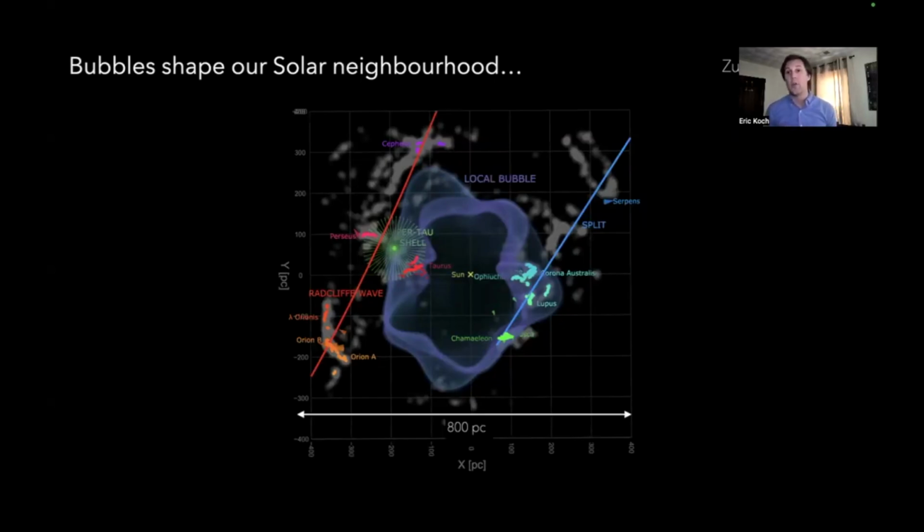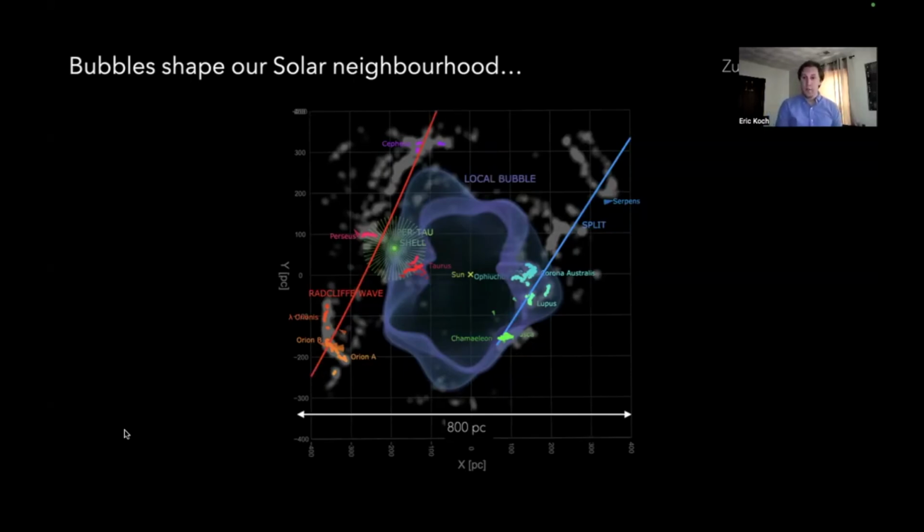And this is brand new work that's been enabled by the Gaia satellite, which gives us distances and proper motions of the nearest stars. So this blue region here is a model for what we think our own local bubble is, and the sun just happens to be passing through, and right now we're close to the middle.